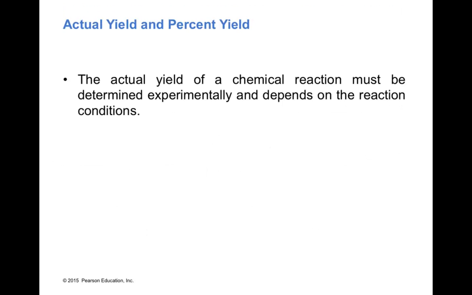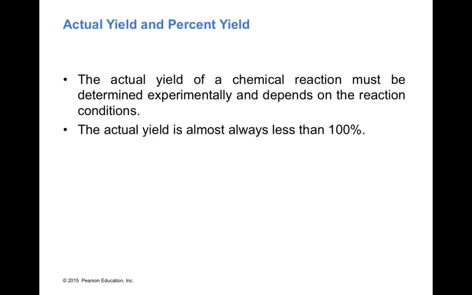The actual yield of a chemical reaction must be determined experimentally and depends on the reaction condition. While the theoretical yield you obtain by doing calculations on a piece of paper with a pencil and a calculator, the actual yield is almost always less than 100%. No chemical reaction gives 100% yield.